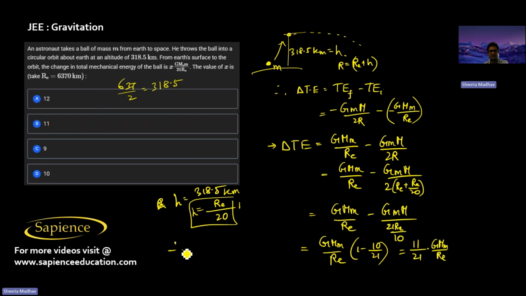So therefore, the value of x will be 11. X is 11. So option B is the correct answer.